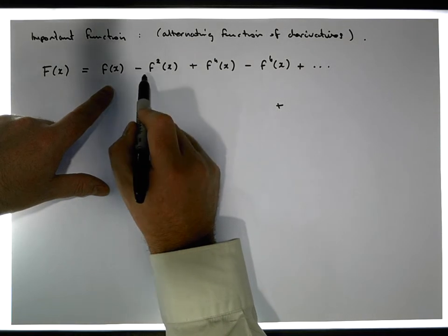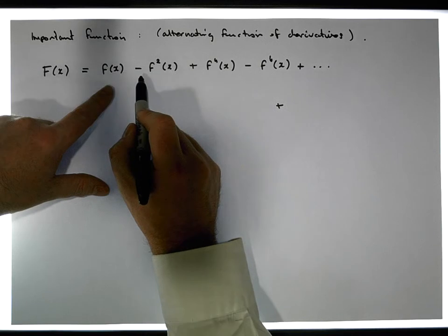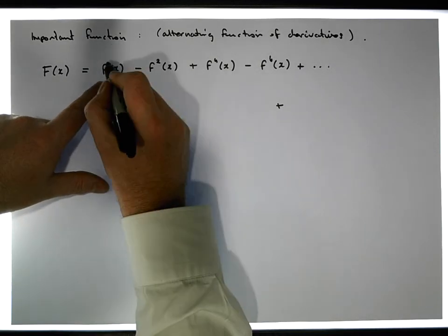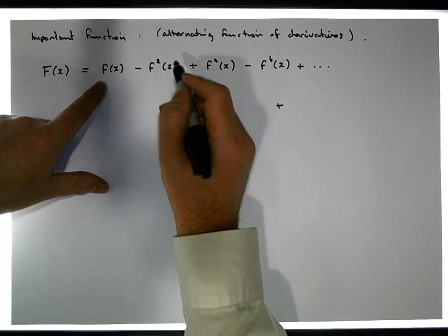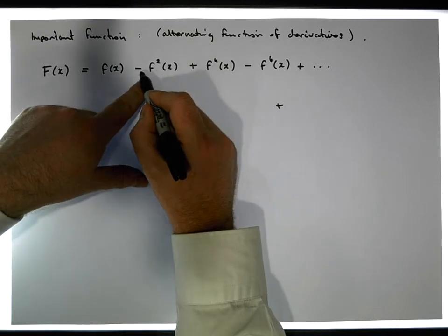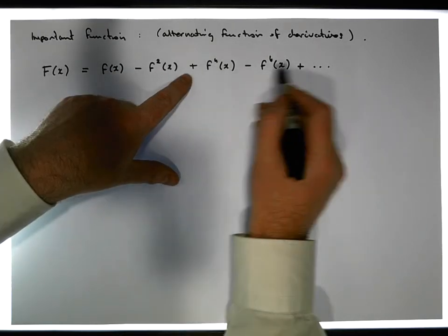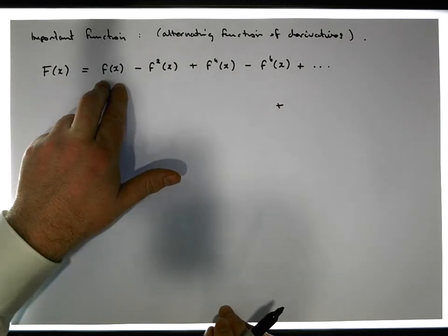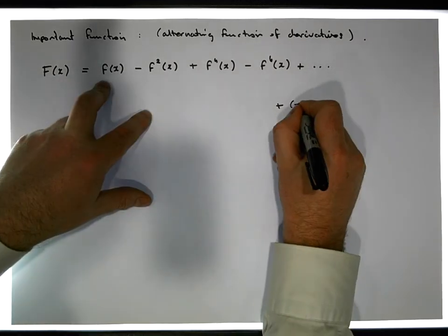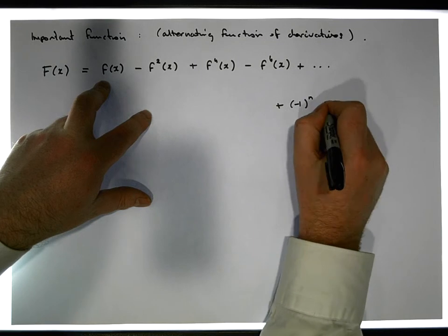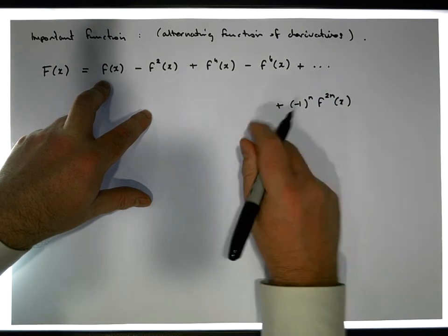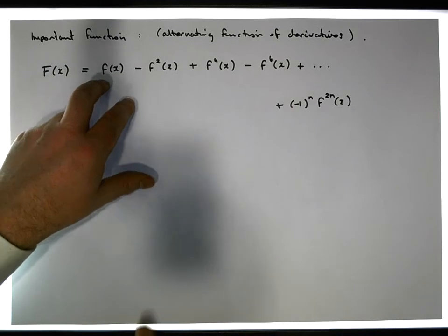When the derivative is 0, it's positive. When it's 2, it's negative. When it's 4, it's positive, and so on and so forth. So the last term is going to be equal to minus 1 raised to the power of n times f of 2n of x. That's the nth term in this function, and that's the way we're going to define it.